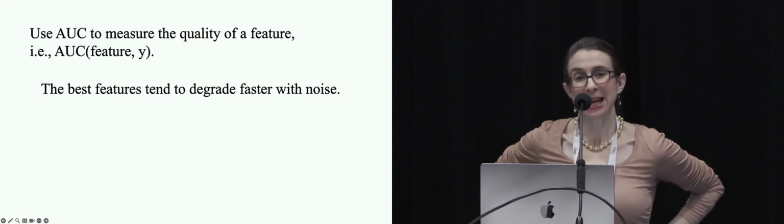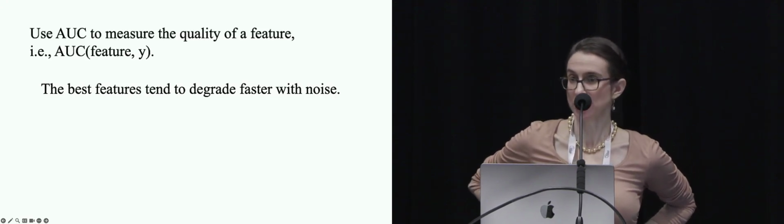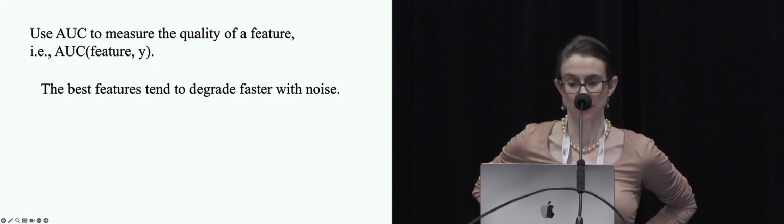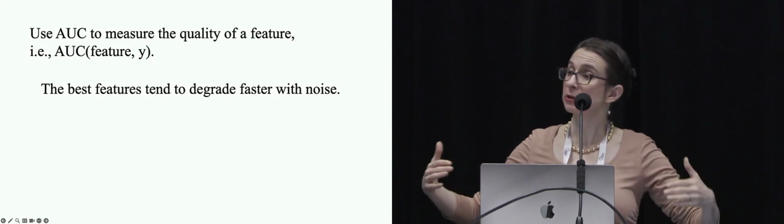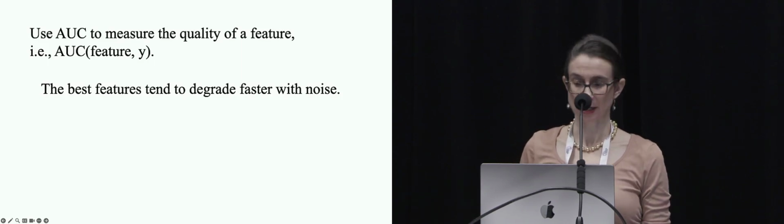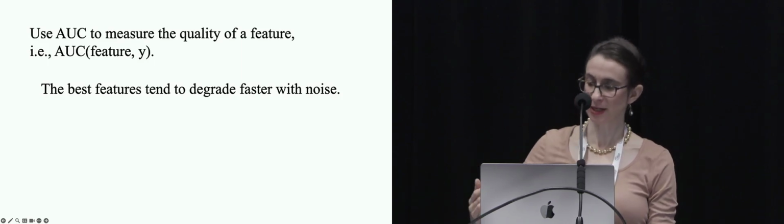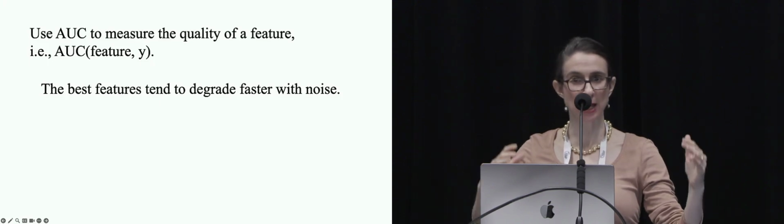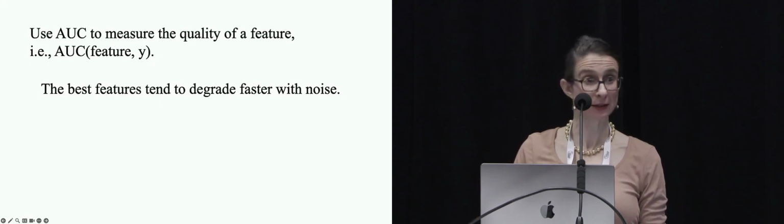Now, I often use the AUC of each individual feature to measure how good it is. Features with higher AUC look more like the label Y. Now, as it turns out, features with the highest AUC degrade faster as we add noise to the data. And we have a couple of theorems about this in the paper showing exactly how that works.